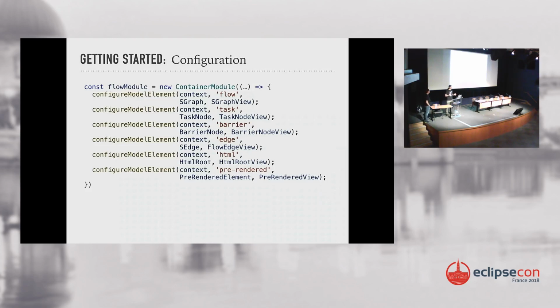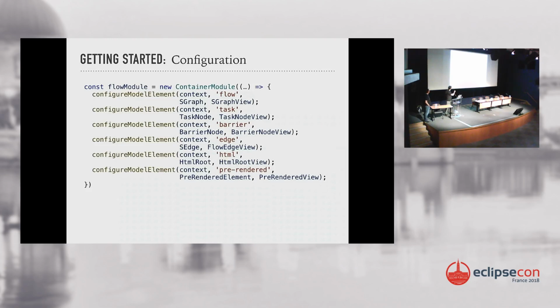Then Sprotty offers very nice means to configure the whole application, and we use dependency injection as a concept for that. That concept itself is very widespread in all kinds of domains, and especially in Java, there is Google Guice as one framework that is very popular, or Dagger. It's another implementation of dependency injection. And here we use Inversify.js. It's a JavaScript framework for that.